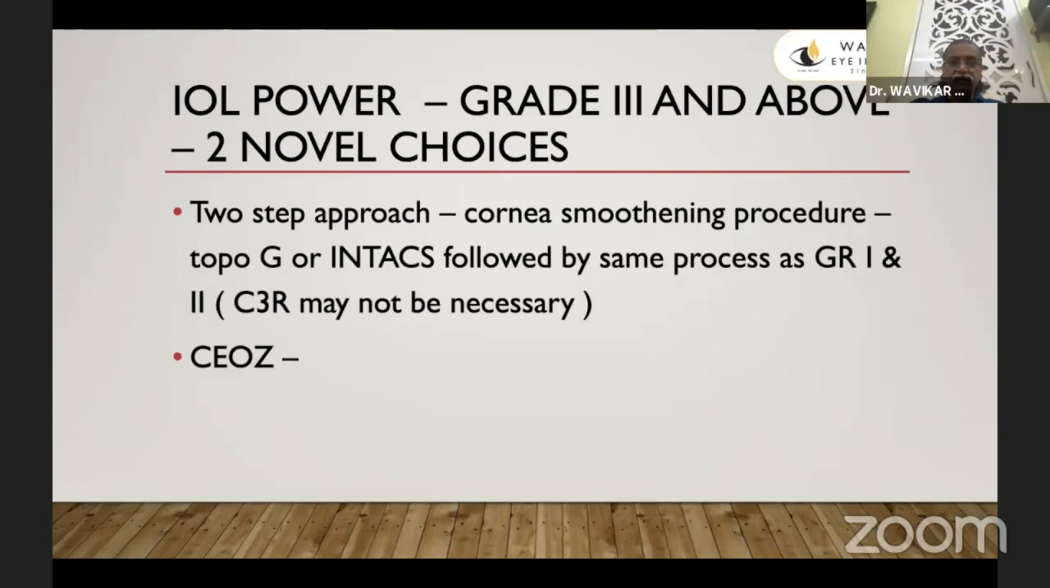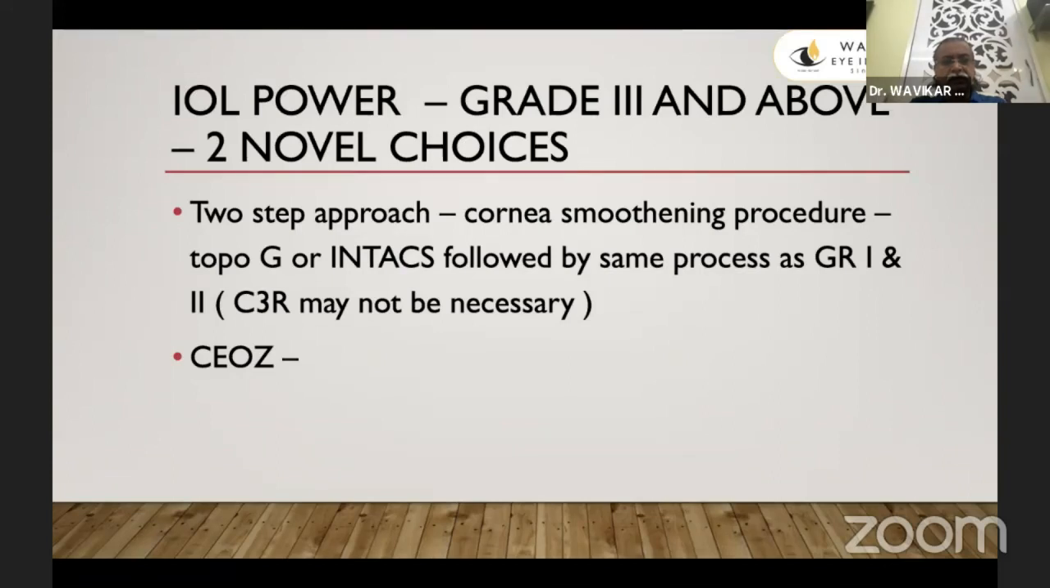So novel choices, the first novel choice is a two-step approach, where first you do a cornea smoothing procedure by either doing Intacs or topography-guided treatment, depending upon the topography maps of the patient, which will convert, hopefully, the Retics grade of the keratoconus from grade 3 or 4 to grade 1 or 2. And then we take the approach which has been explained in the previous slides. Here, C3R may not be necessary if the cornea is sufficiently thick and the patient is 65 years old, because keratoconus is very unlikely to progress.